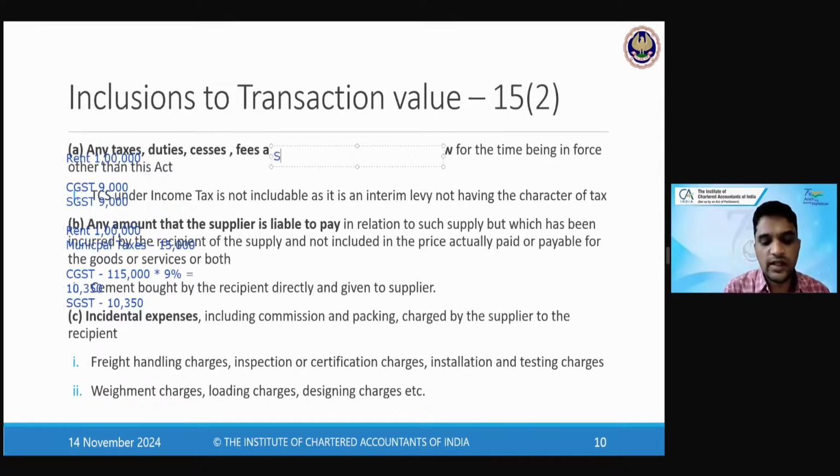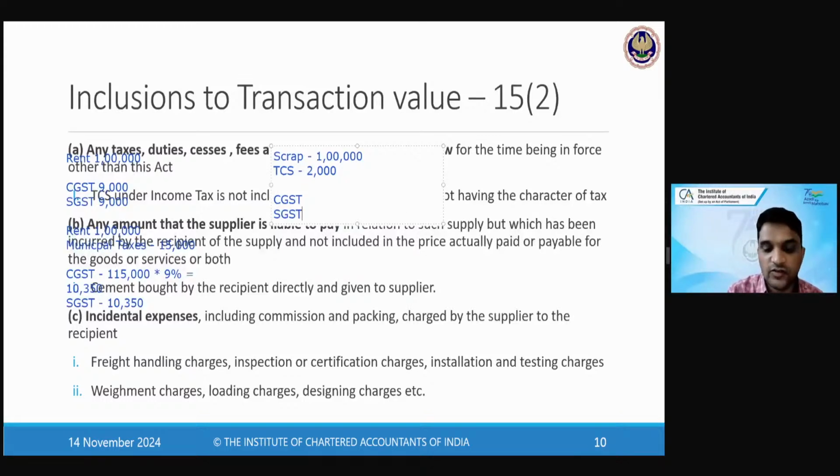I am a seller of scrap. Okay. I am selling scrap for 1 lakh rupees. When I'm selling scrap, there is an income tax provision that I have to collect TCS. Okay. So I'm collecting TCS of 2%, 2,000 rupees. Now, in this scenario, consider scrap also at 18% for our easy reference. CGST should be how much? SGST should be how much?